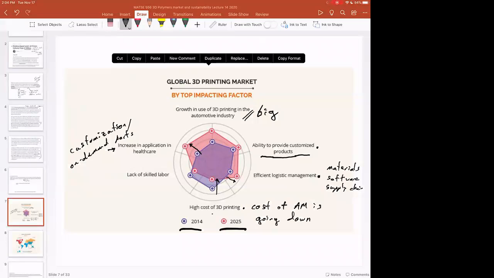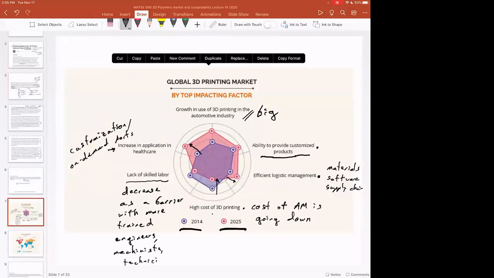One of the things that we've had difficulty with in industrialization of additive in the past is lack of skilled labor, and that will actually decrease as a barrier, with more trained engineers, machinists, technicians, designers, etc. So adoption of additive was really held up by education, by training.